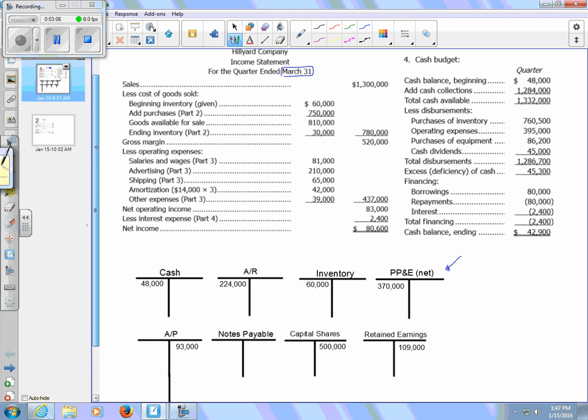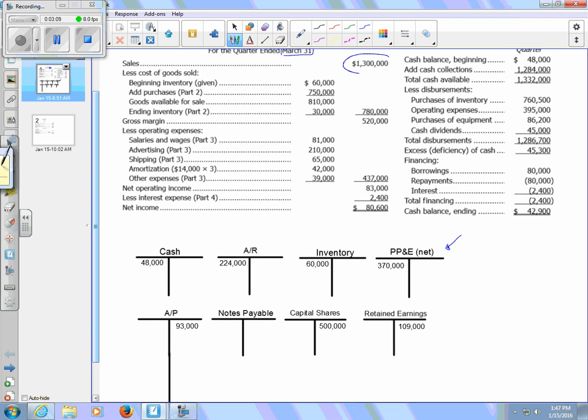So when you think about sales, this first number right here, when you think about the sales number, what balance sheet account is going to change, assuming all of the sales are on credit? Accounts receivable, that's right. So we're going to put that $1,300,000 in the accounts receivable number. And then we're going to keep going down the list. So this beginning inventory, you're going to ignore it because we already have that number in the inventory account.